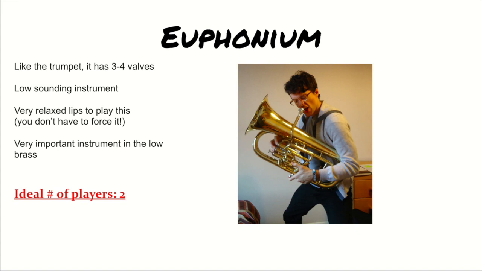The euphonium is kind of like a trumpet, except instead of the bell pointing forward, it points up towards the ceiling, or sometimes at an angle, but it does point up. Euphoniums have anywhere between 3 or 4 valves. It is a low sounding instrument. It has a very similar sound to the trombone, but typically the baritone, or sometimes we call it baritone, by the way, the euphonium has a very mellow and more open sound. It's a very important instrument in the low brass.